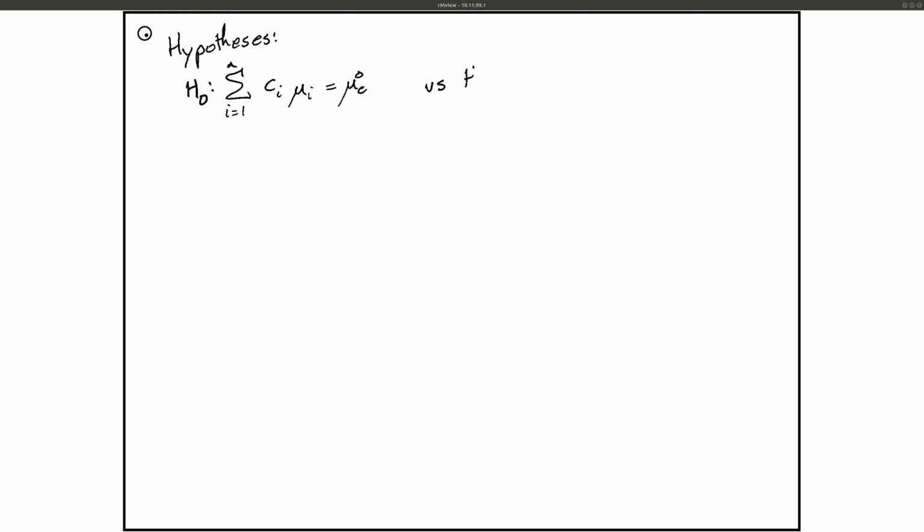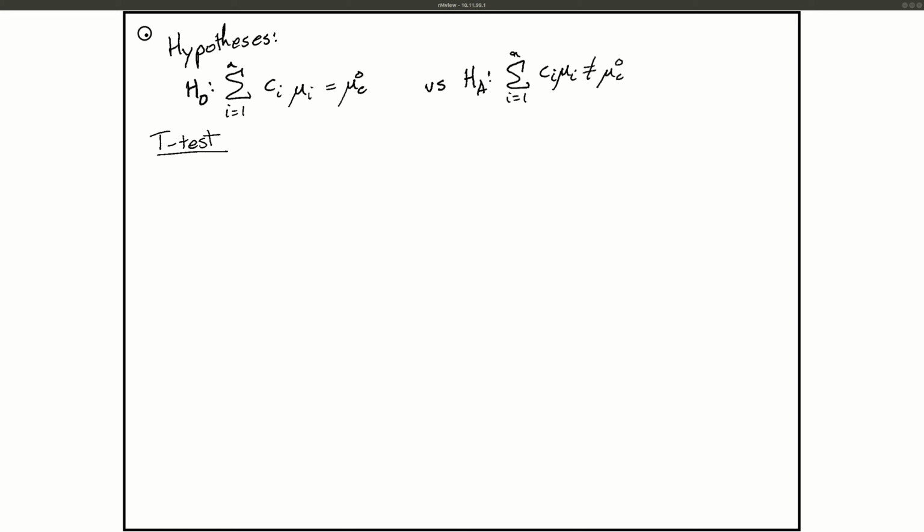Versus our alternative hypothesis that the sum from i equals 1 to a of all of our contrast coefficients times mu sub i is not equal to mu sub c naught. It doesn't necessarily have to be two-sided here, but this is typically what it looks like. And again, mu sub c naught is just what we hypothesize this contrast is equal to, which in most cases is 0. So this is just like we've written before, just a slightly different notation. We can use this to perform a t-test.